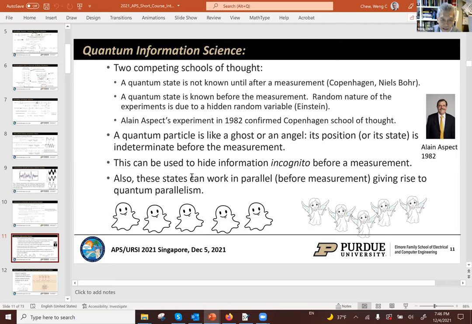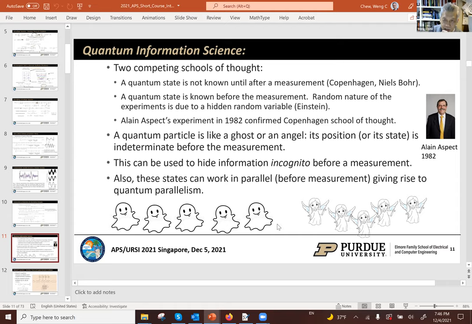So you can think of a quantum particle as like a ghost or an angel. Say the position is the observable that you're after, and its position is not determined before the measurement. They are like ghosts and angels. You do not know where the ghosts are in the room, and you do not know where the angels are in the room until you catch them. And before you catch them, they can be anywhere in the room.